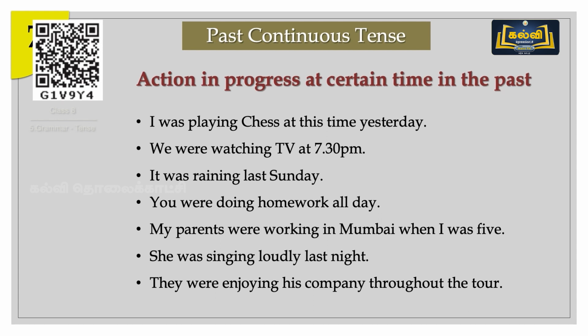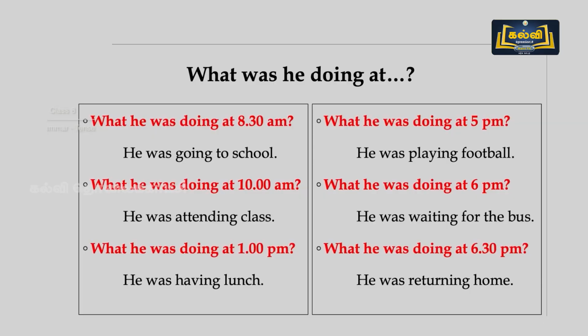They were enjoying his company throughout the tour. So throughout the tour, in the sense, all those 3 days or 4 days, while they were on the tour, they were enjoying his company. Okay, now the question: what was he doing? What was he doing at 8:30 a.m.?